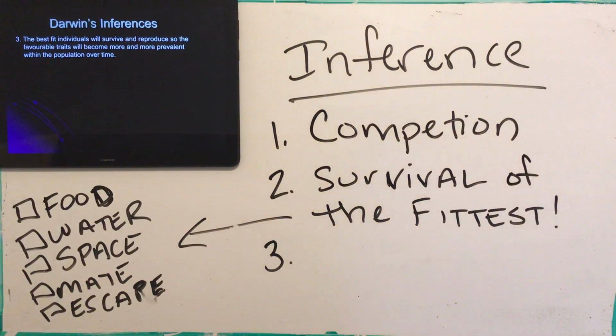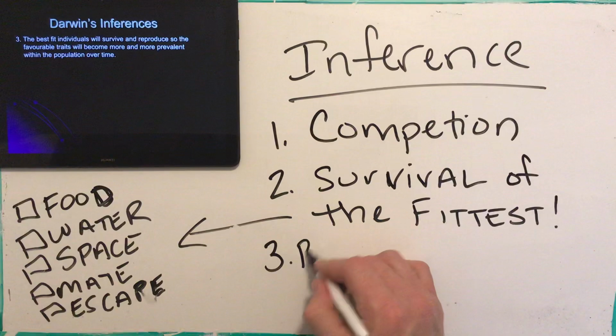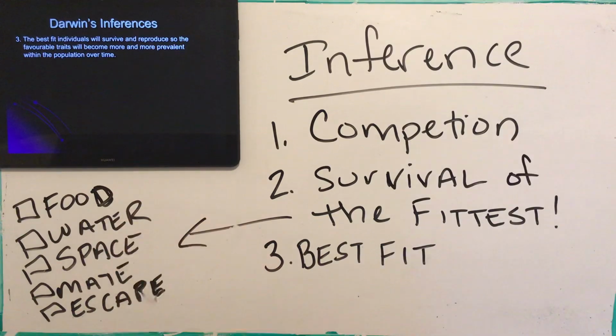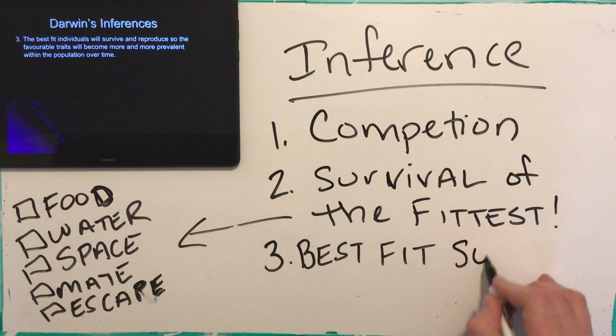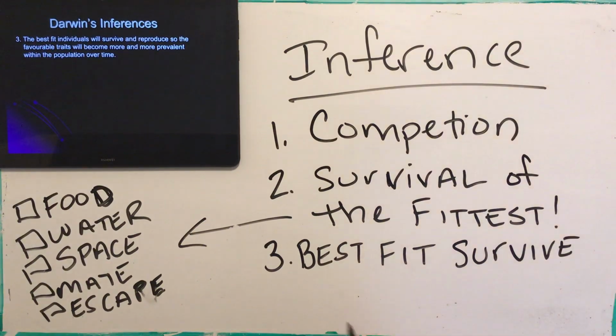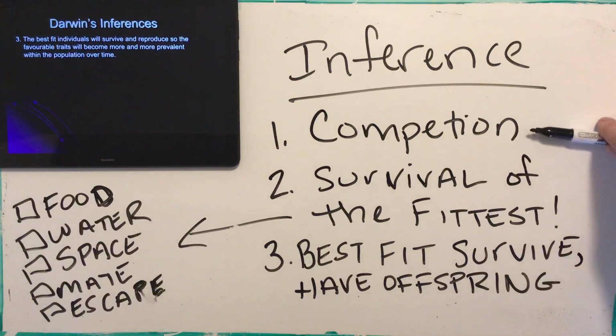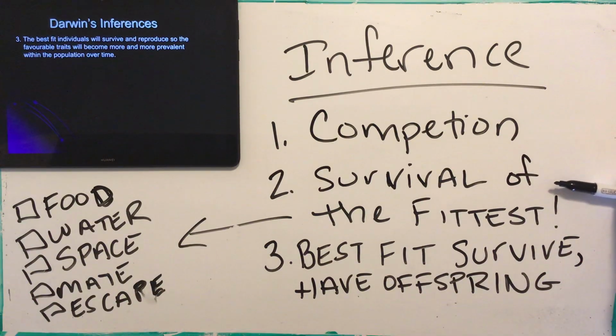Now, the best fit individuals survive, right? That makes sense. If my traits allow me to get all of this stuff over here very easily, then I'm going to survive. What the best fit do then is they survive to adulthood. And they have kids, they have offspring. So the best fit survive and have offspring. The offspring are going to have the traits of who? They're going to have the traits of the parents. And if the parents were great in the competition because they had the best fit traits of their environment, they're going to pass on those best fit traits.